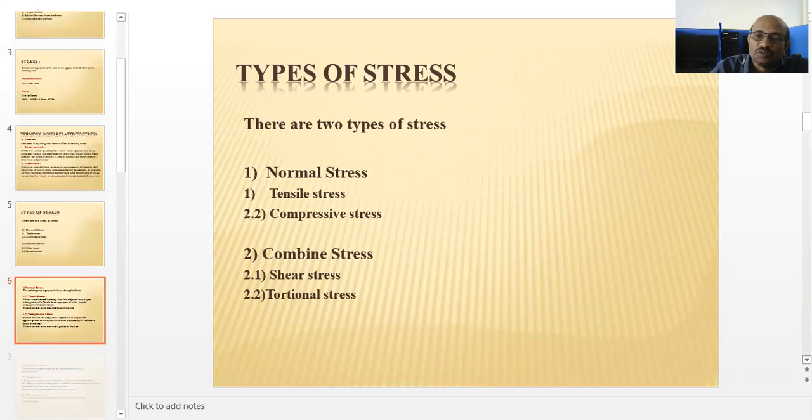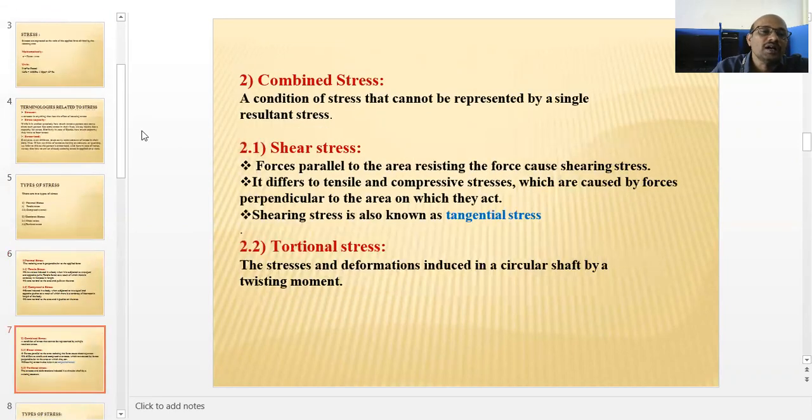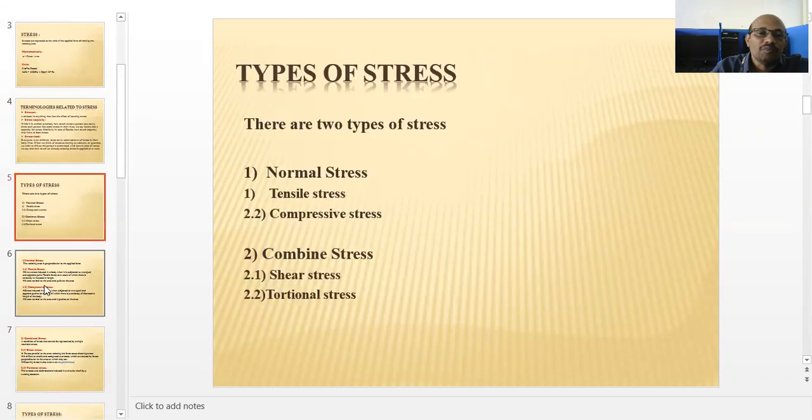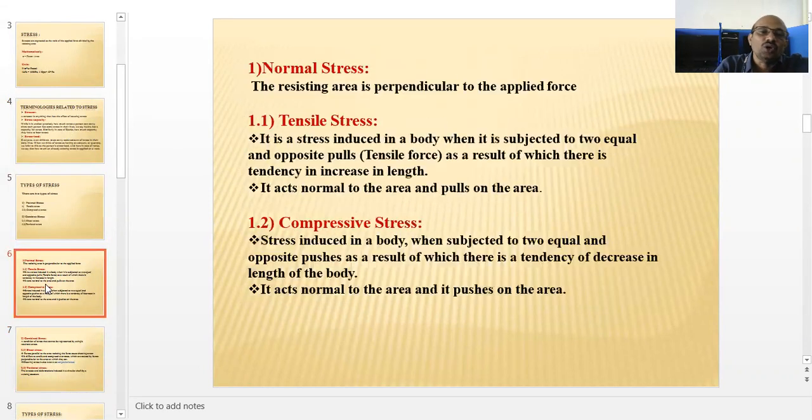Next, we will switch over to another slide. Now we will define what normal stress is, what tensile stress is, and what compressive stress is. Generally, what is normal stress? It is perpendicular to the applied force. This applies to every component wherever you go.